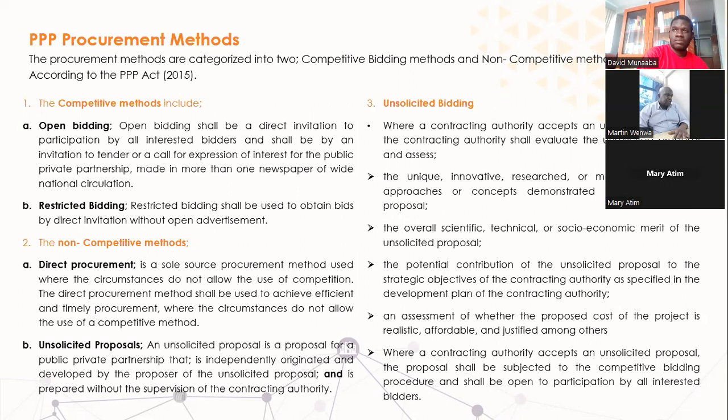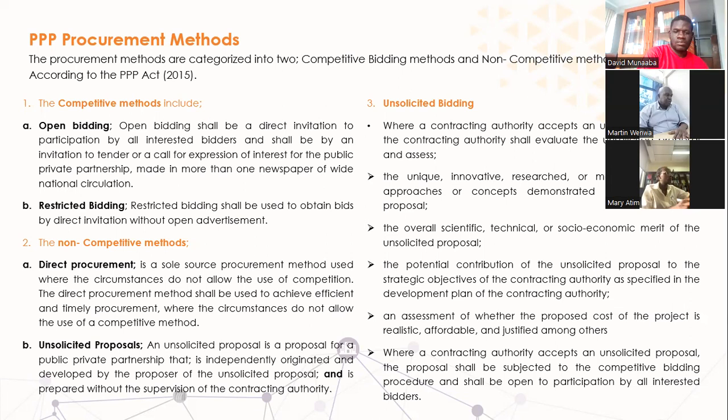The second competitive method is restricted bidding, which shall be used to obtain bids by direct invitation without open advertisement. The other methods are under the non-competitive methods, which are direct procurement and unsolicited proposals.